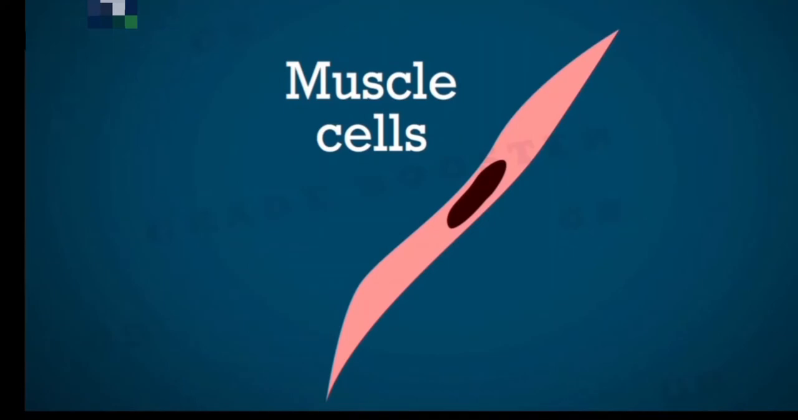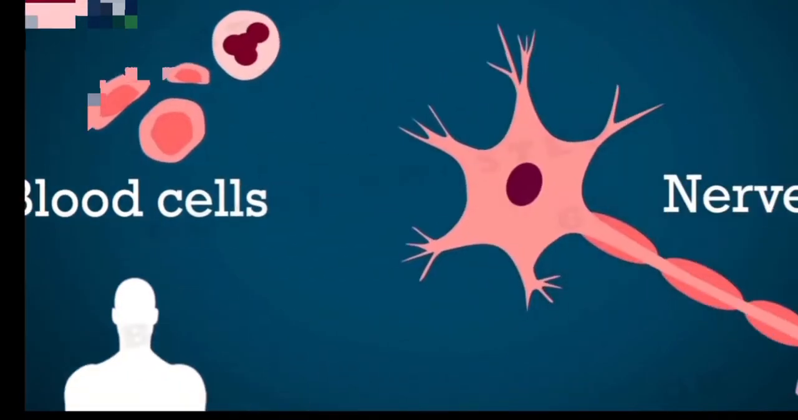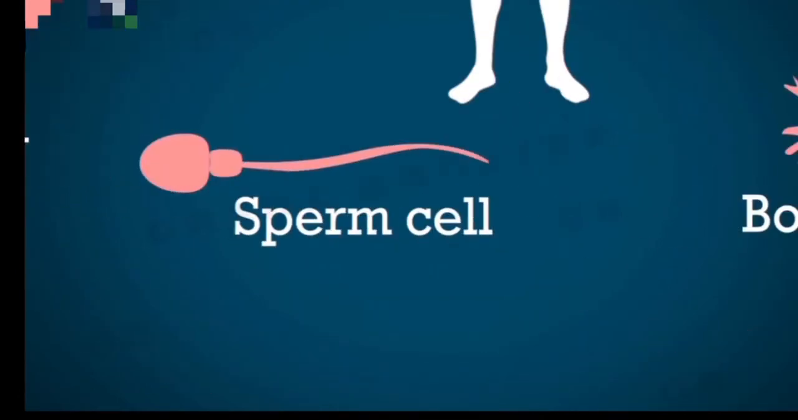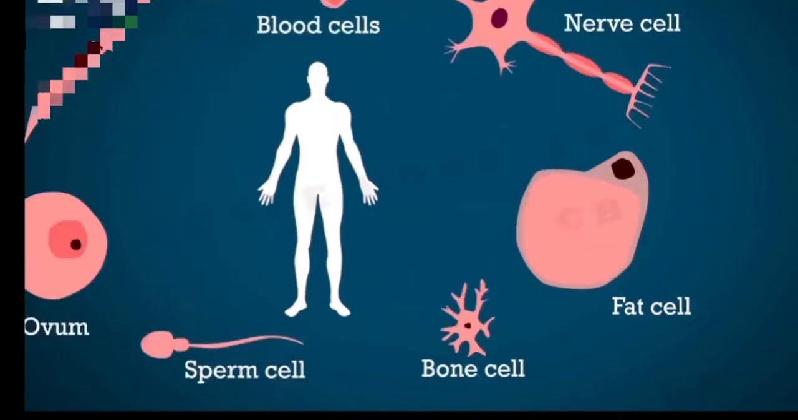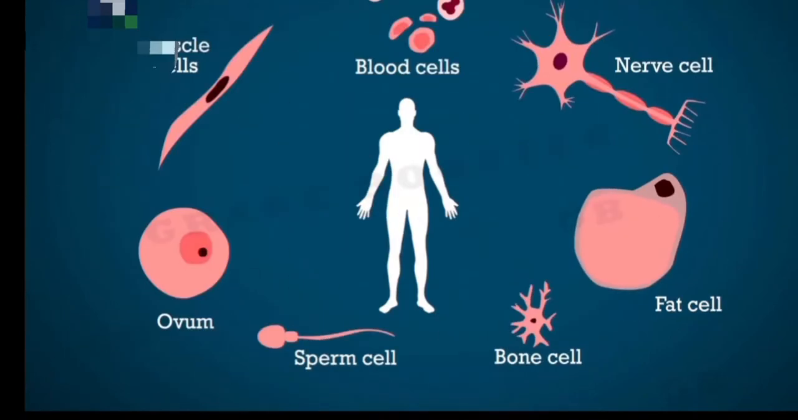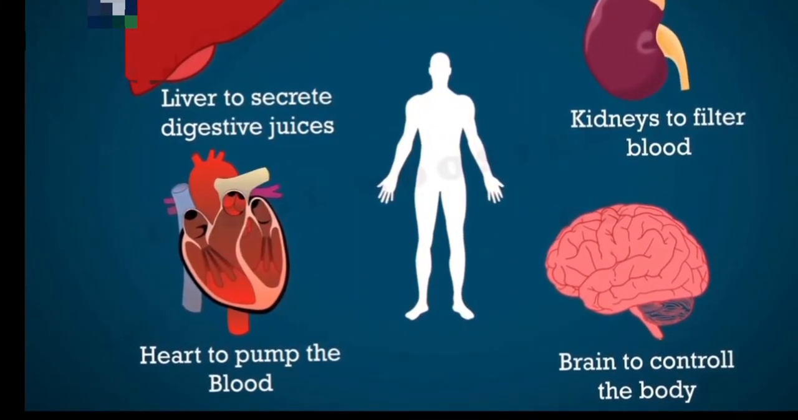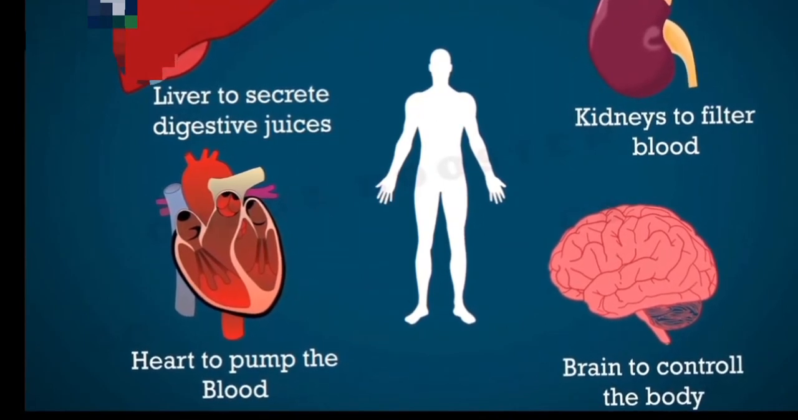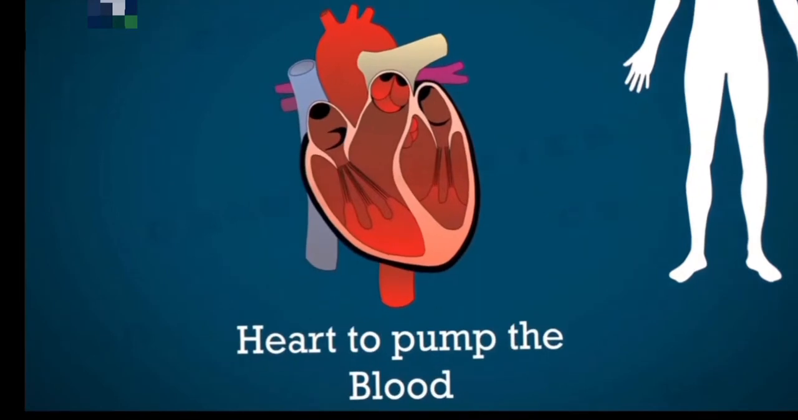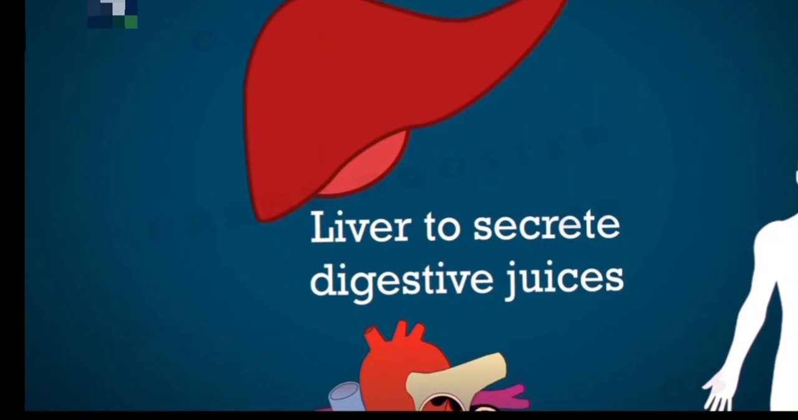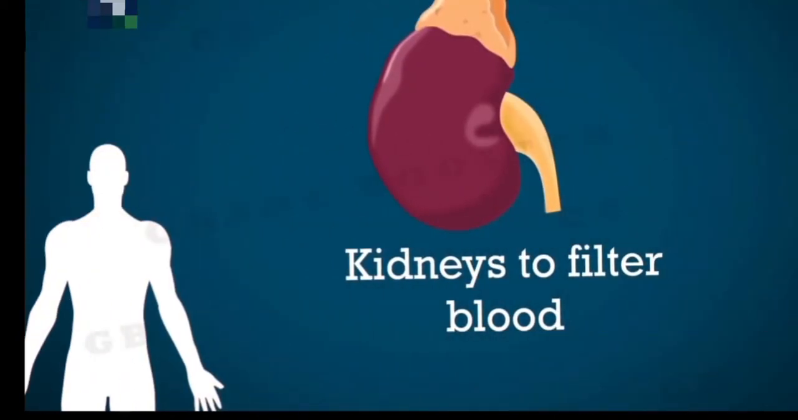Muscle cells, blood cells, nerve cells, bone cells, ovum, sperm cell, fat cell. Why are these cells in different shapes and sizes? The shape and size of these cells depends upon the function they perform. You know that in our body we have different systems to perform different tasks. For example, heart pumps blood, liver secretes digestive juices, kidney filters the blood, and finally the brain controls the body.